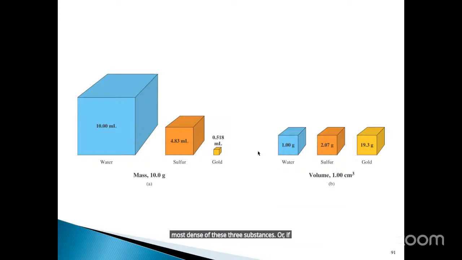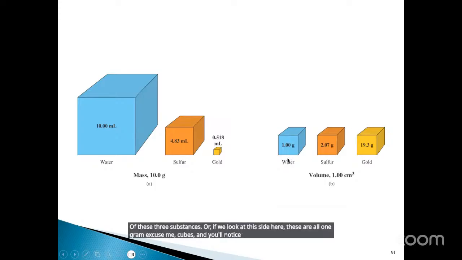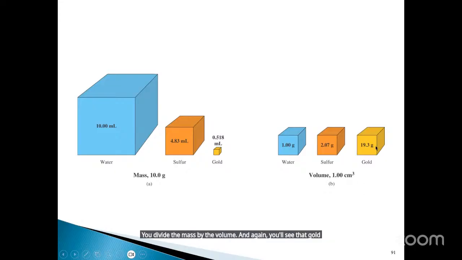Or if you look at this side here, these are all 1 gram cubes, and you'll notice that basically to get the density in each case, you divide the mass by the volume. And again, you'll see that gold is the most dense of these 3 substances.